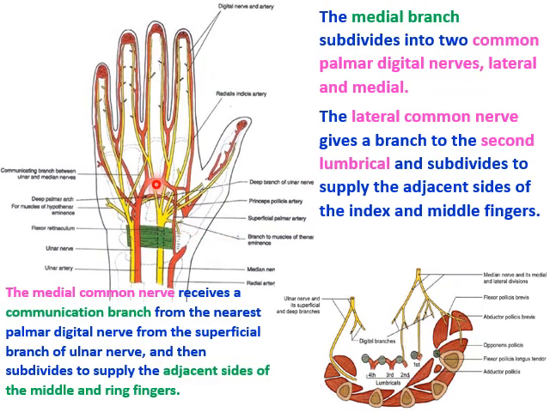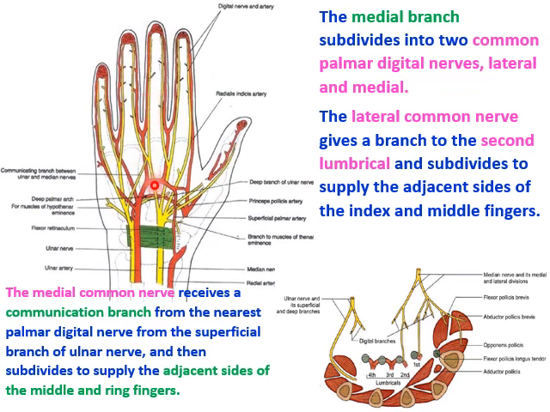And now let us see the medial branch of the median nerve. The medial branch subdivides into two common palmar digital nerves, which are again lateral and medial. The lateral common palmar digital nerve divides into proper palmar digital nerves, supplying the adjacent sides of the index and middle fingers.